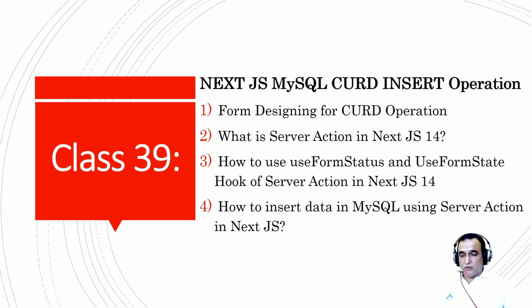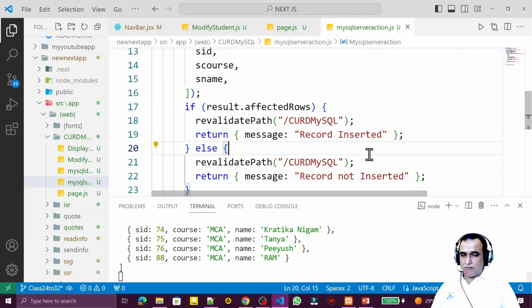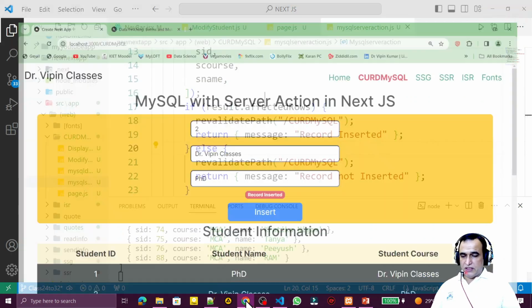In the last video, we saw how to design a form for CRUD operation and how to insert a record in MySQL using server action. In this video number 40, we are going to extend the same project and learn how to use form status and form state for the update operation also, and how to update information in MySQL using server action. So for that we go to the project here and you can see the output also.